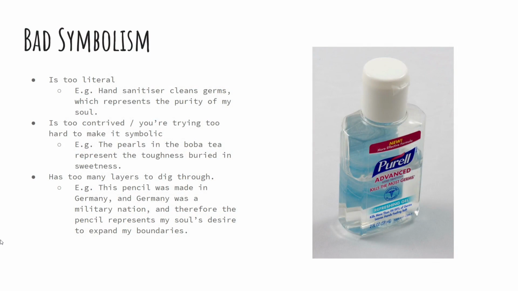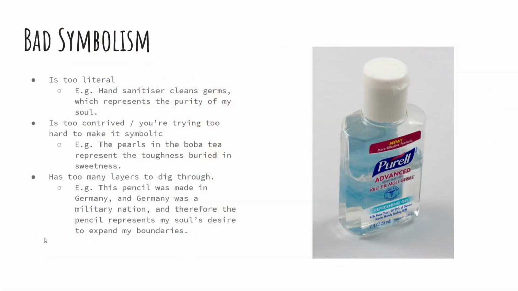Likewise, if it's too contrived, or you're trying too hard to make it sound symbolic, then it's also a bit of a miss, because it's like we said before, what if the pearls or the jelly in this tea represents the sweetness of my soul inside the bitterness of the tea? I mean, we get what you're trying to do. You are trying to be symbolic, but you're almost trying too hard to make something symbolic when you could have done so in a more subtle way. And subtlety is going to be something I repeat a lot in this video.